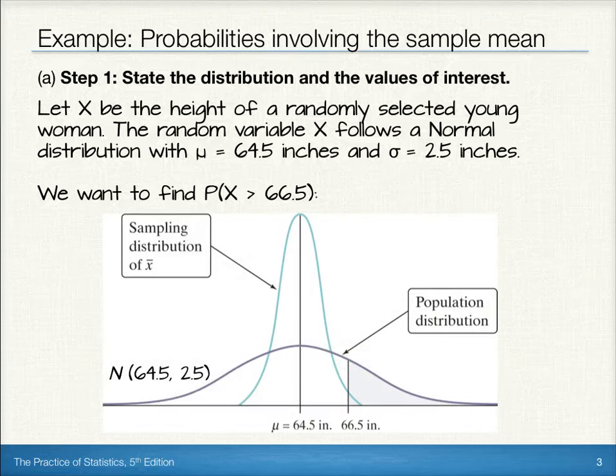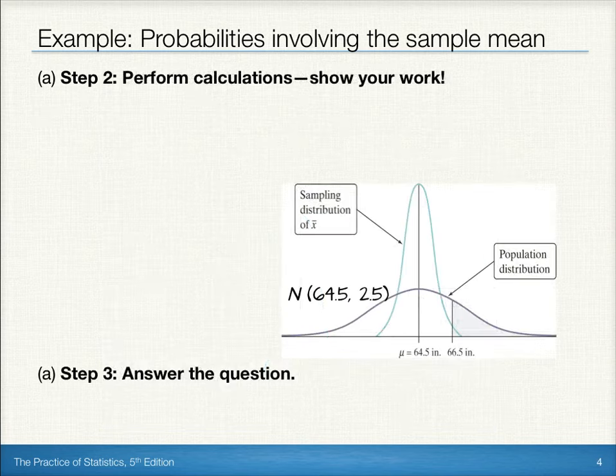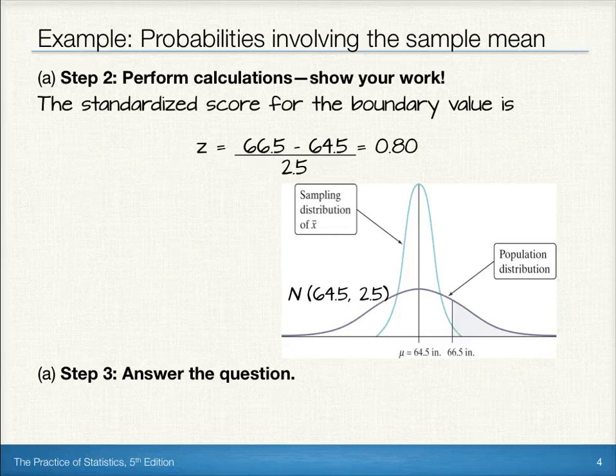Now notice in our population distribution, we can sketch a nice normal curve and shade our area of interest. We also have the sampling distribution plotted here as well, and notice how it's much more narrow and taller than the population distribution. That's going to come in handy later on. So to perform our calculations, we'll first standardize our boundary value. We'll find the z-score for 66.5 inches, and it turns out to be 0.80.